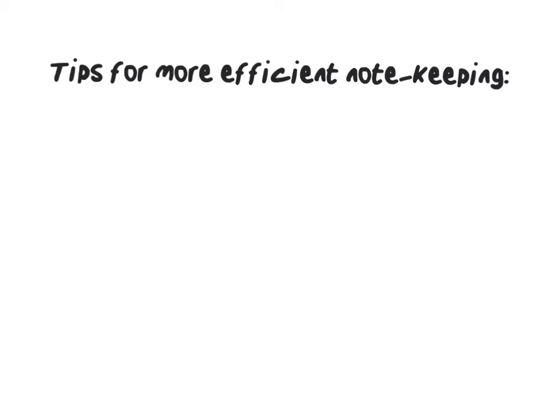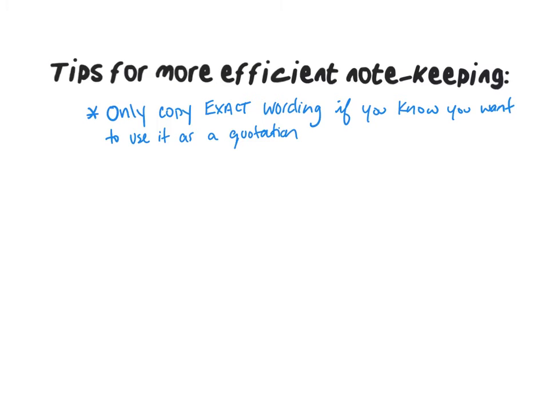So, the only time you should be copying something in its exact words from a text is if you think you're going to use it as an exact quotation in your essay. Maybe it's memorably phrased or uniquely expressed. Then go ahead, select it, copy it, paste it, write it down. Make sure that you document where it came from and the source so that when you cite that later, it's already there for you. You don't have to search for it.